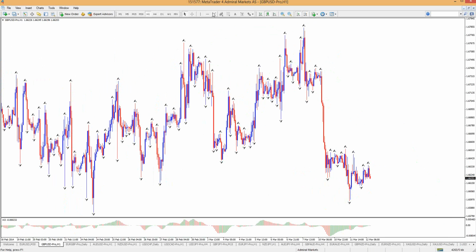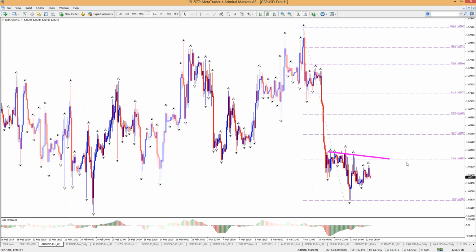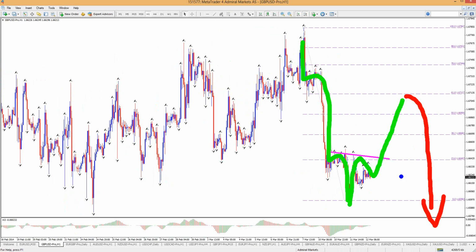So if we break this magenta, then I think we can catch like the third part of a B correction, I was thinking. And then we could expect maybe something like this, and then down, for instance, and then catch this part of the trade. Something like that.